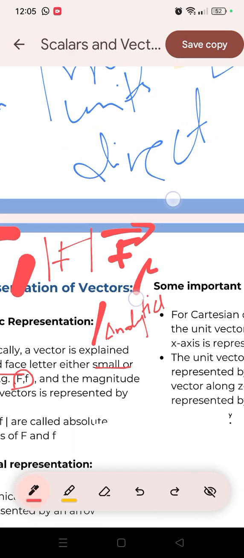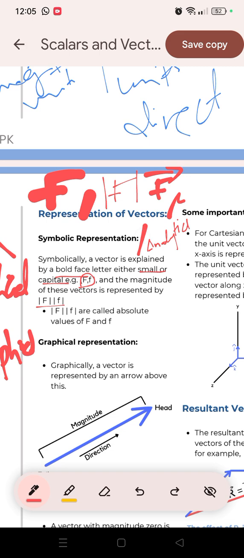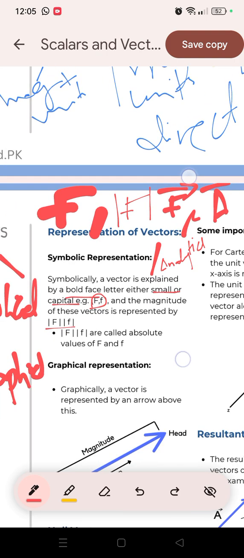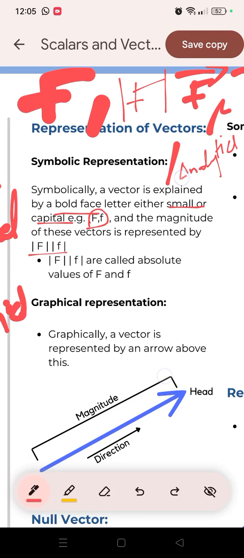So I'm sure it's clear to you. This was about symbolical representation. And we even write like this arrow, or we also make a line here like that. These all are the ways we can represent vector quantities. So I'm sure it's clear to you.